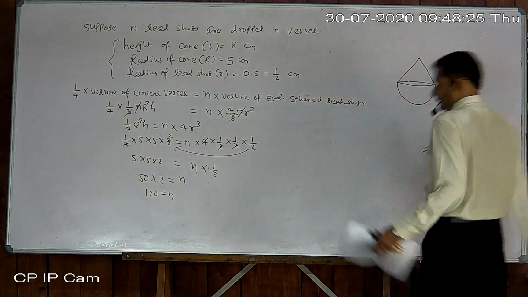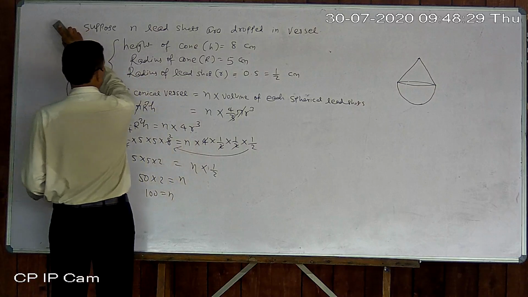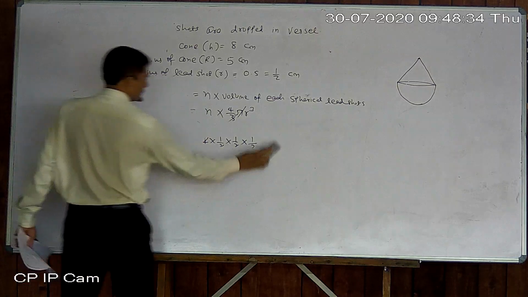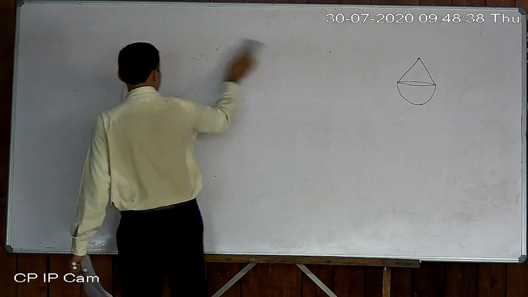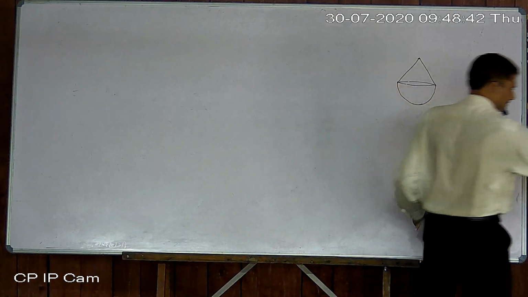So I am just removing this question number 5 of 13.2. Now number 7. 14.2, number 7.